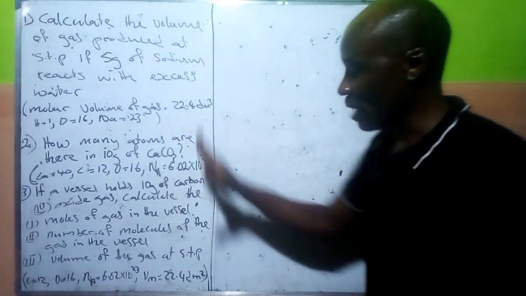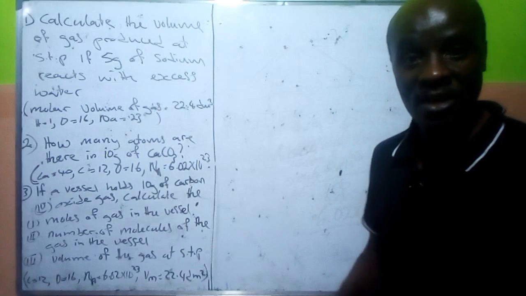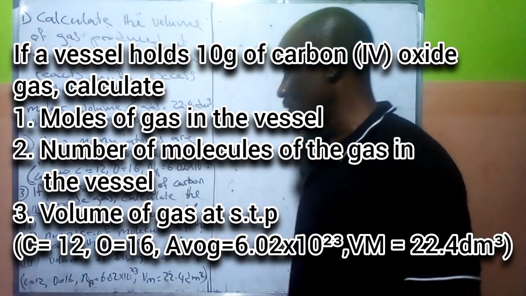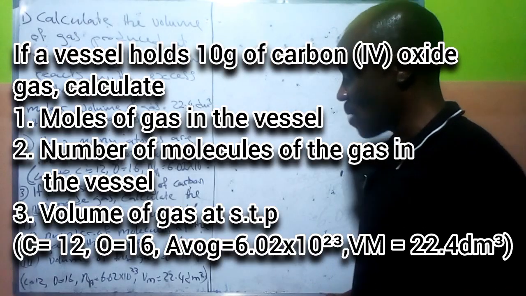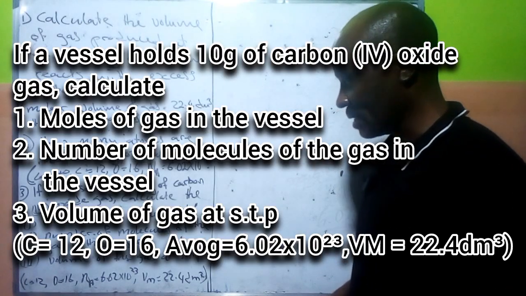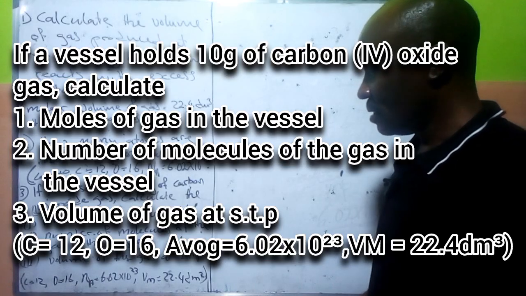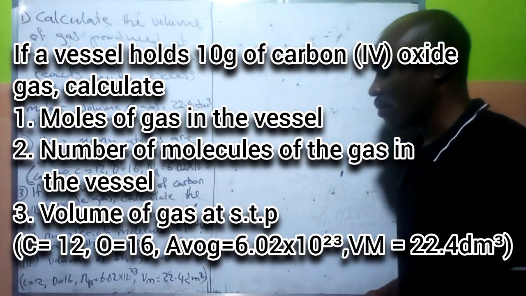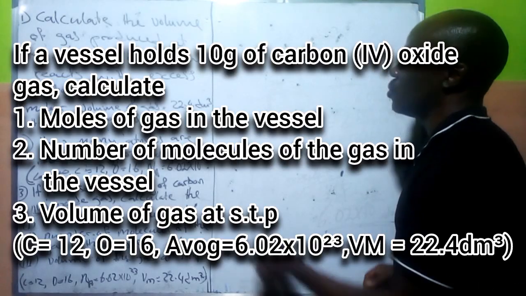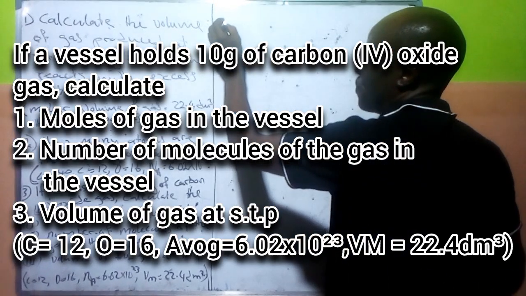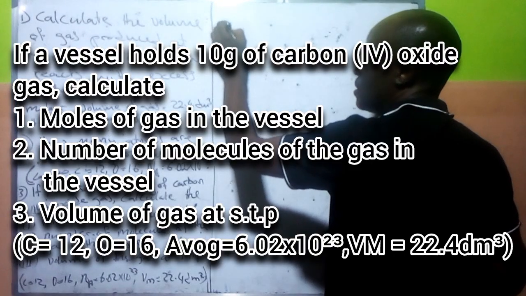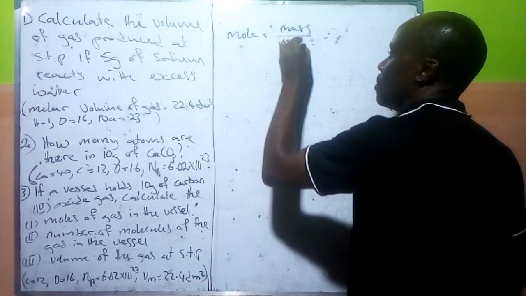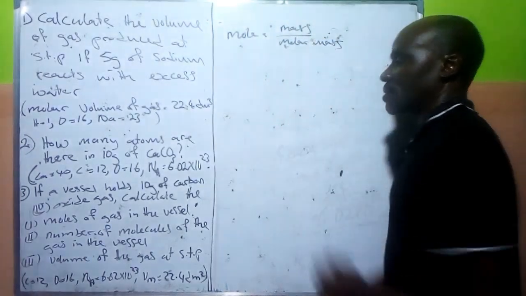So the next one we're going to do now, the last one, the meat of the matter. That's what we're going to look at here. This question says that a vessel holds 10 grams of carbon(IV) oxide gas. Calculate the mole of the gas in the vessel. The first thing we need is the molar mass. You know that mole is equal to mass over what? Molar mass. That is what it is.